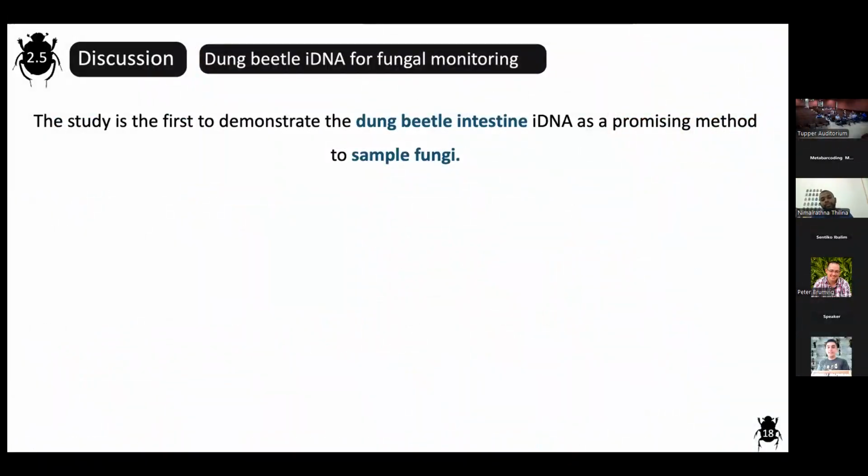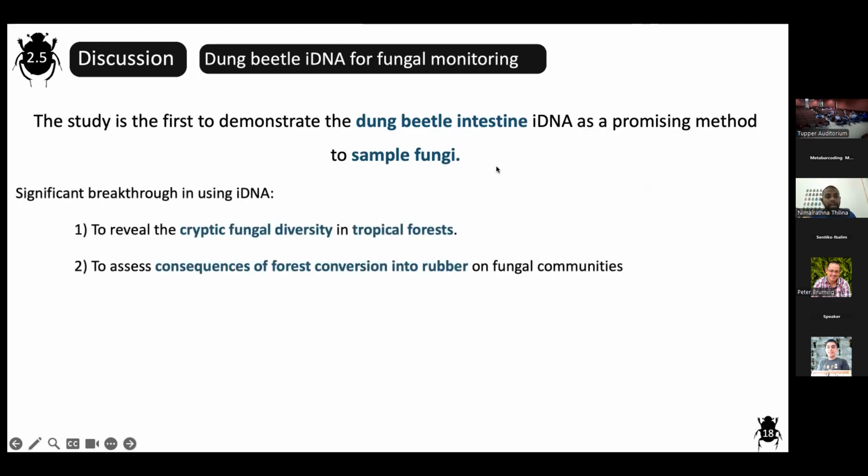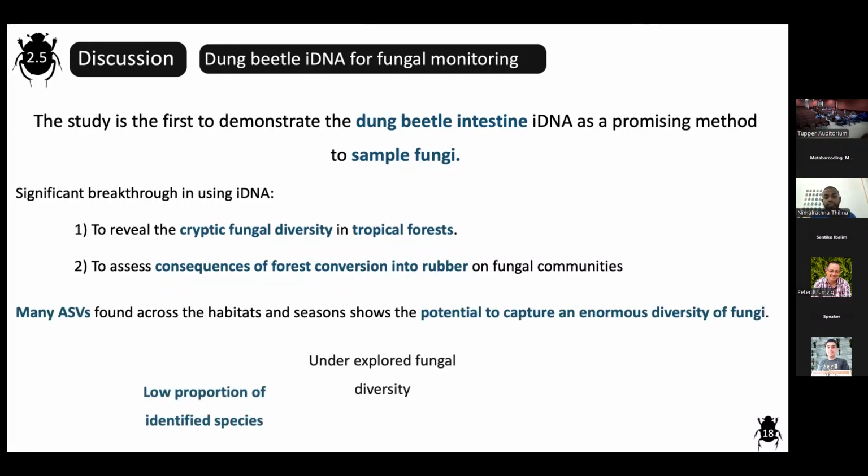So looking at our results, this is the very first study looking at the potential to use dung beetle iDNA as a sampler for fungi. There, we found a higher cryptic diversity of fungi in the rainforest, and we also found that the fungi are affected by habitat conversion, which we were able to see when looking at the dung beetle gut.